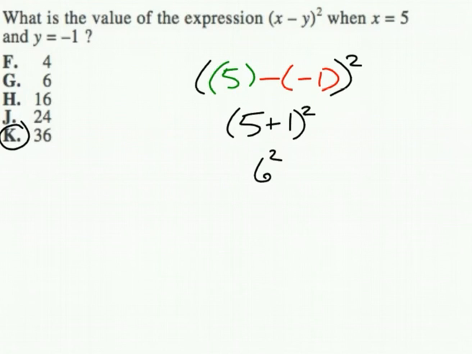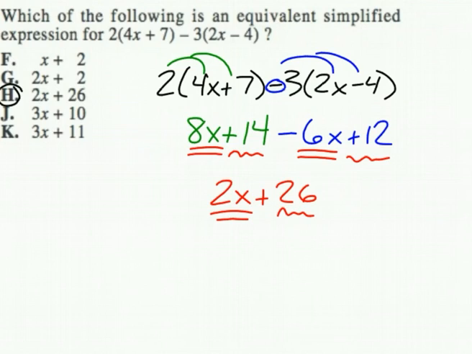Value of expression, so what we're going to do is plug in. Be careful when you plug in. We just said with parentheses. So minus and negative, and I'm following PEMDAS here. Minus and negative becomes plus. 5 plus 1 is 6. 6 squared, I wait to square until the end. I need to do everything inside the parentheses first. So my answer is K.